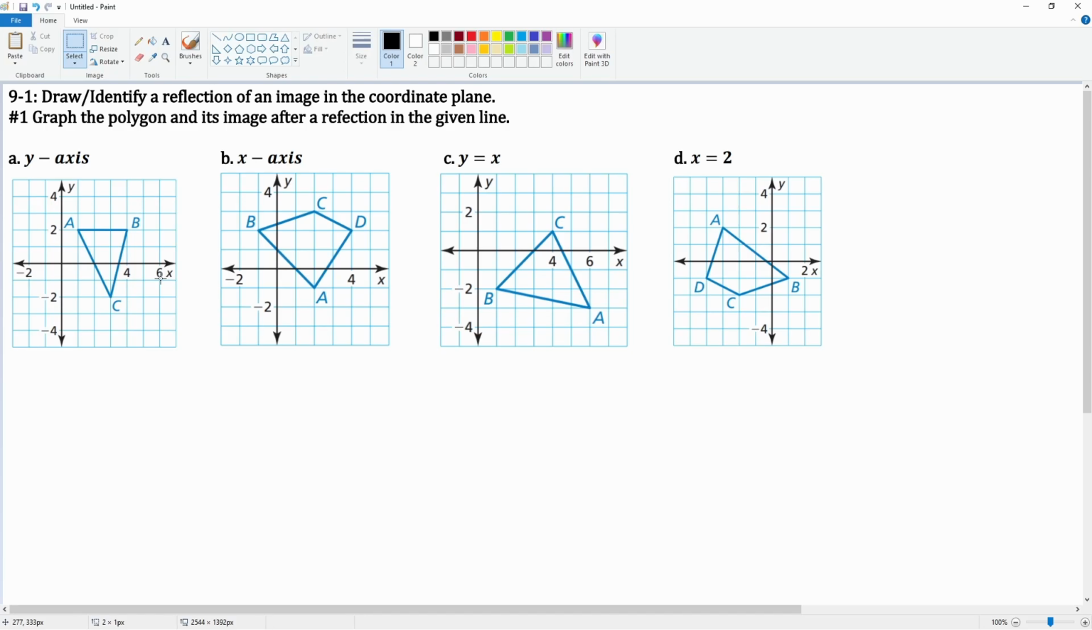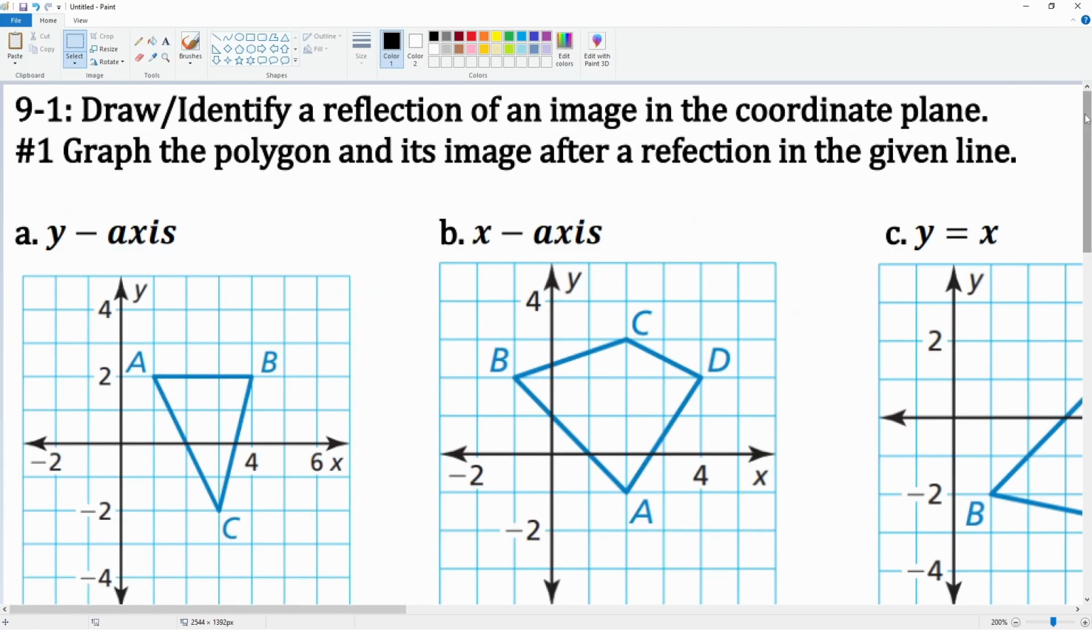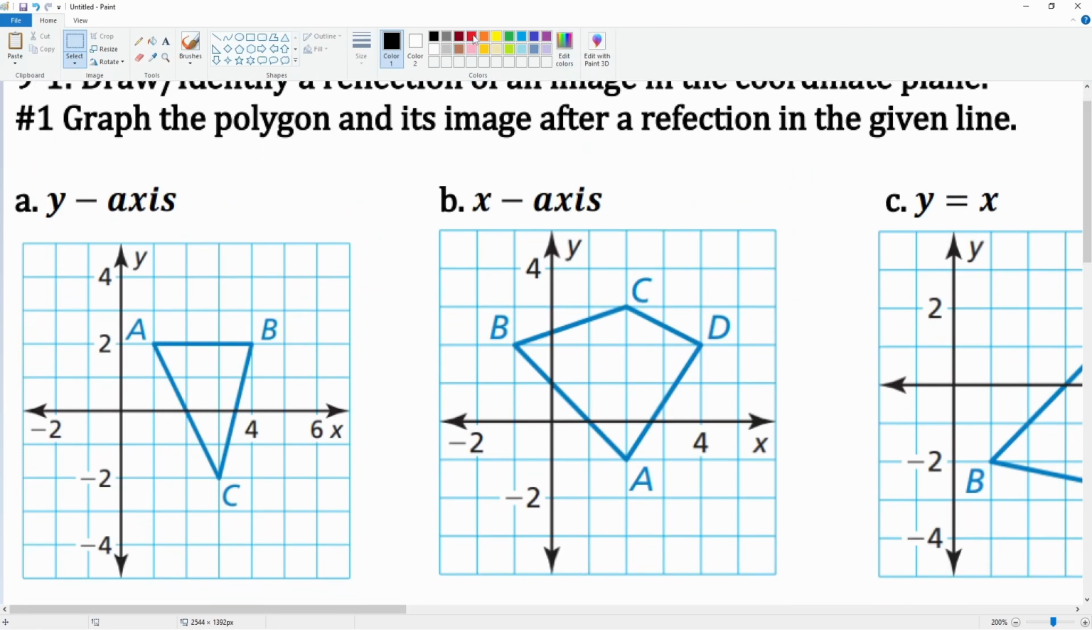9-1, draw and identify the reflection of an image in the coordinate plane. Number 1 asks us to graph the polygon and its image after reflection in the given line. Number A, the line of reflection that is given is going to be the y-axis, so let's label that and draw that here as well. The y-axis is in this direction. That means that this polygon is going to be reflected across there.